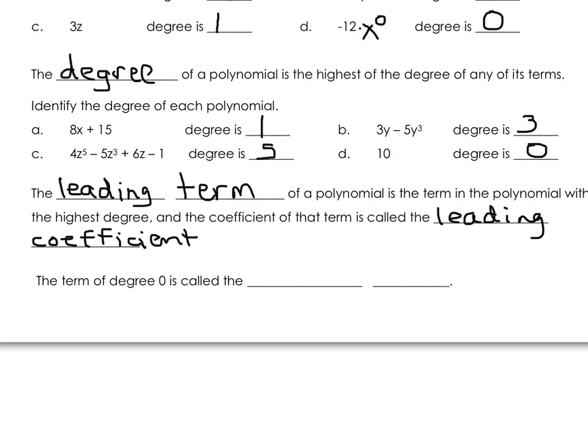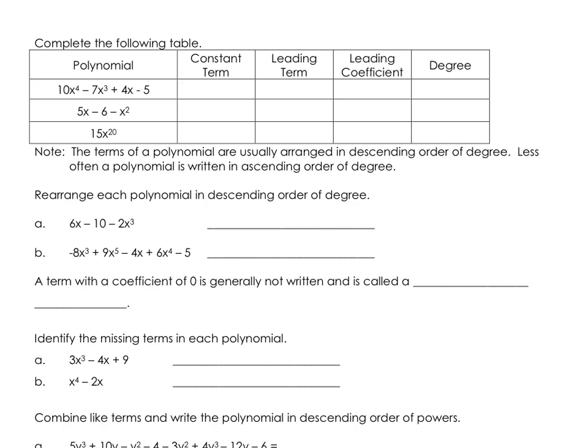The term of degree 0 is called the constant term. There's no variable, so it doesn't change. So let's complete the table. Our first polynomial, 10x to the fourth minus 7x cubed plus 4x minus 5. What is the constant term? Minus 5.